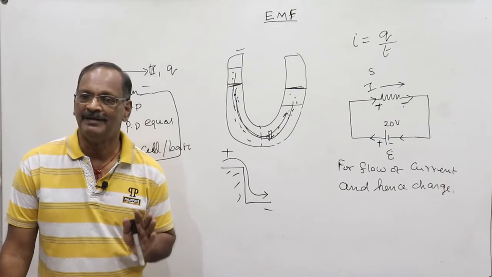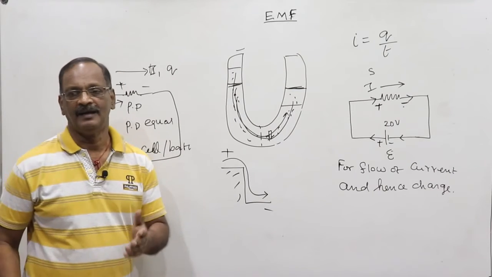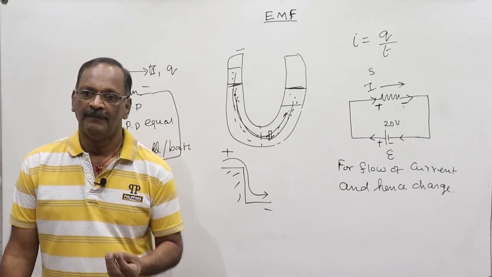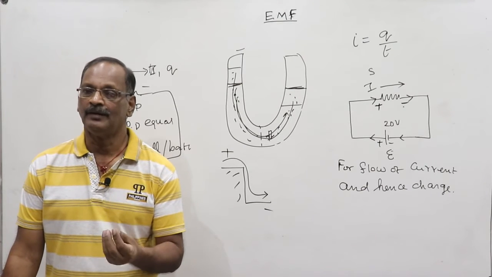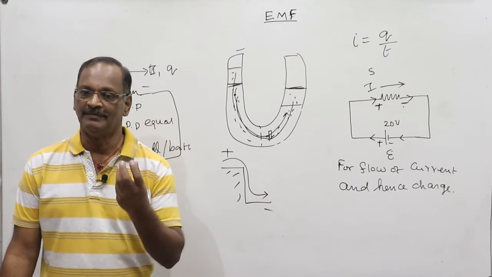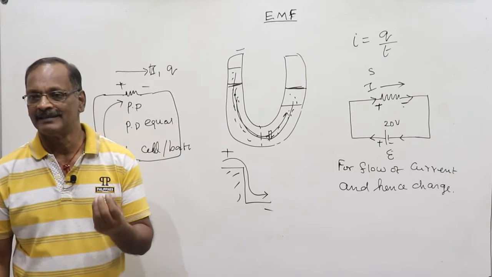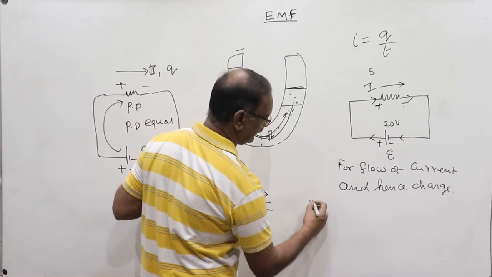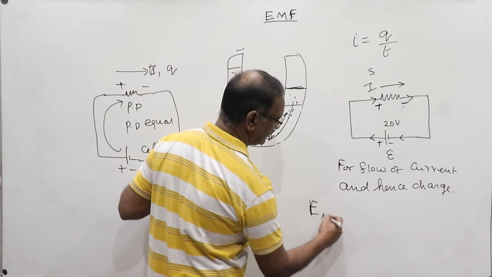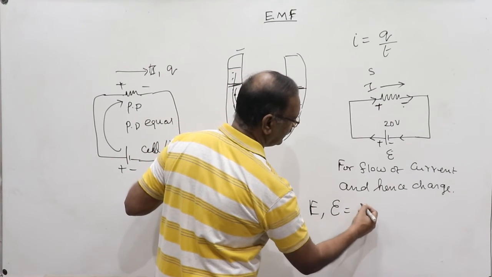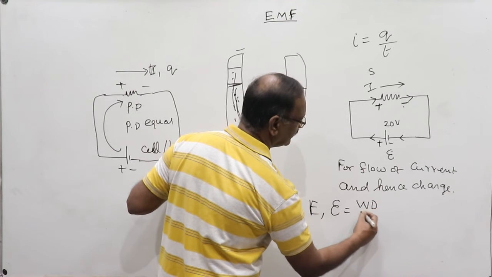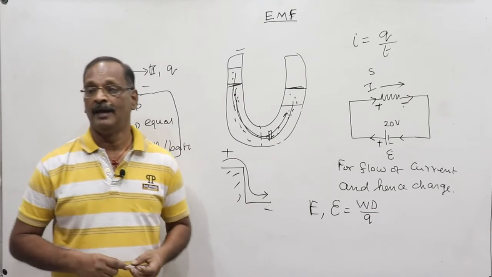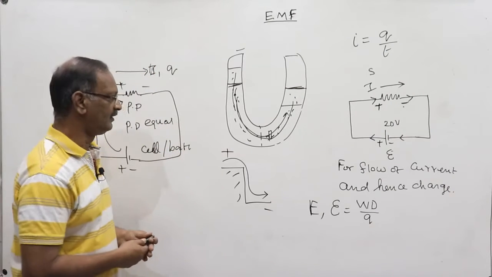So we can say EMF of the battery. What is the EMF of the battery? Already we said the EMF of the battery is the work done per unit charge in moving. EMF, epsilon, can be written in this book like this also. Epsilon is the work done in moving a unit charge from a lower level to a higher level.